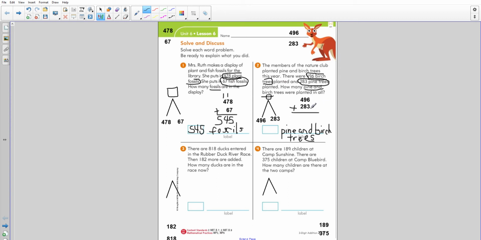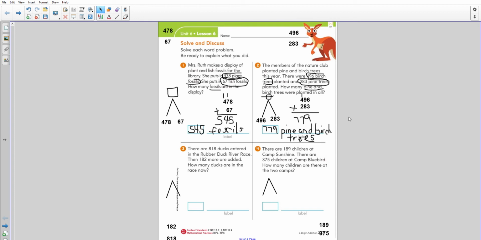9 plus 3, I know, doesn't make a new 10, so I have just this answer of 9. I know 9, if I wanted to get to a new 10, all I need is one more. So I know I'm going to get a new 10, but really, that's in the hundreds place, so it's a new 100. 9 plus 7 is 17, and I will put my new 100 above the hundreds. 1 plus 4 is 5, and 5 plus 2 is 7. So I know my answer is 779 pine trees.